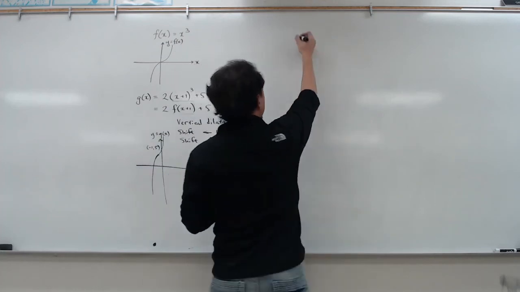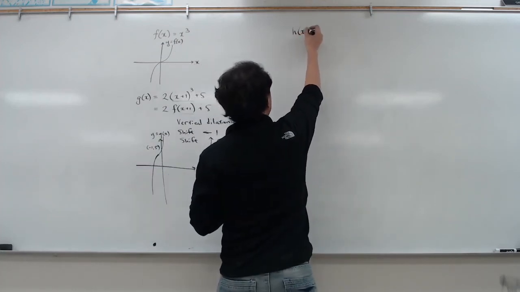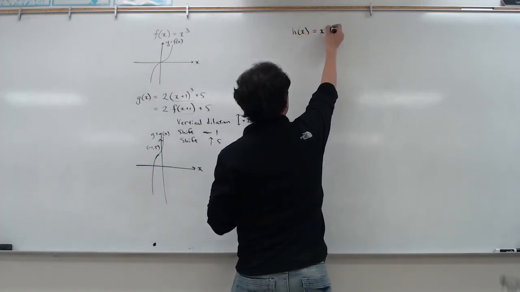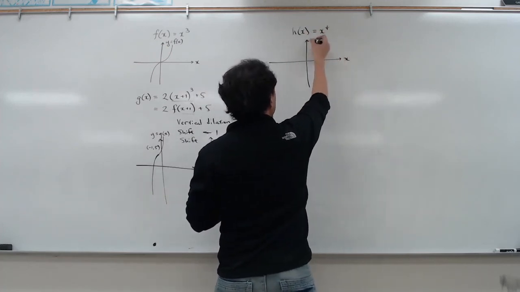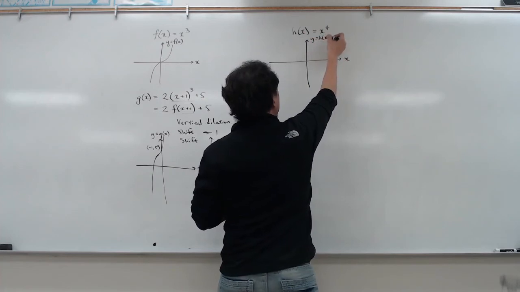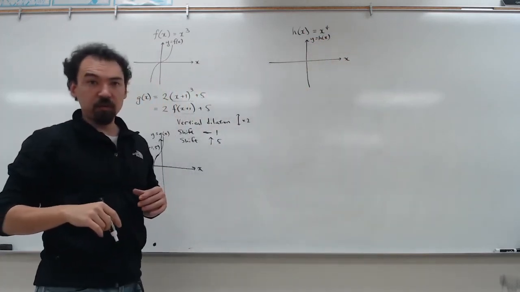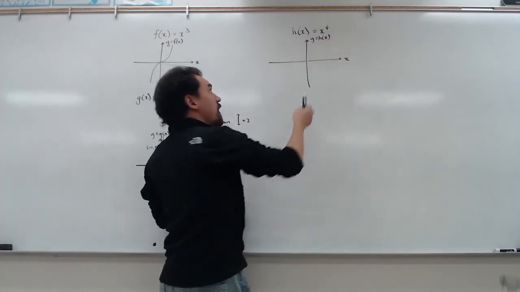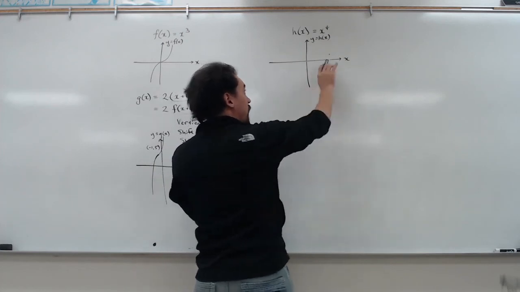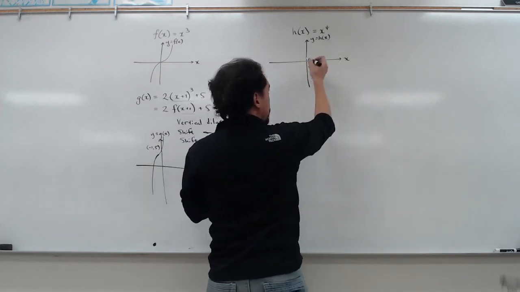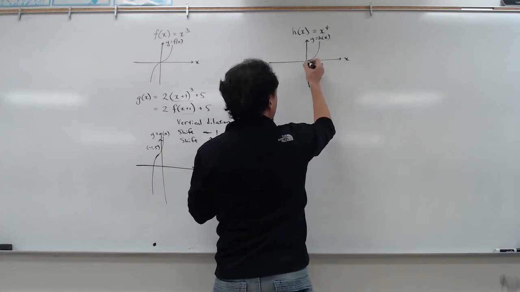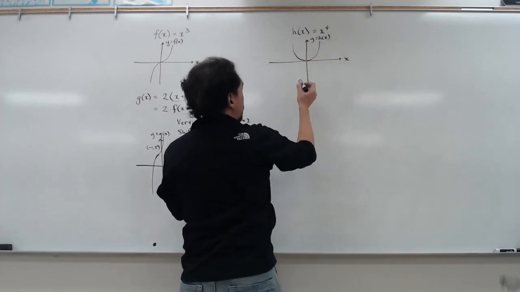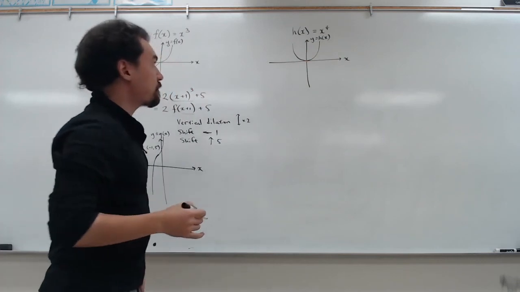Let's try another one. So let's say h of x, another example function, is x to the 4th power. So this time the degree is even, so we're going to have matching end behavior. And the leading coefficient is positive, so we're going to have up over here and up over here. Now what's going to happen is we're going to have a very flat midsection and incredibly steep. And this should be symmetric on both sides.